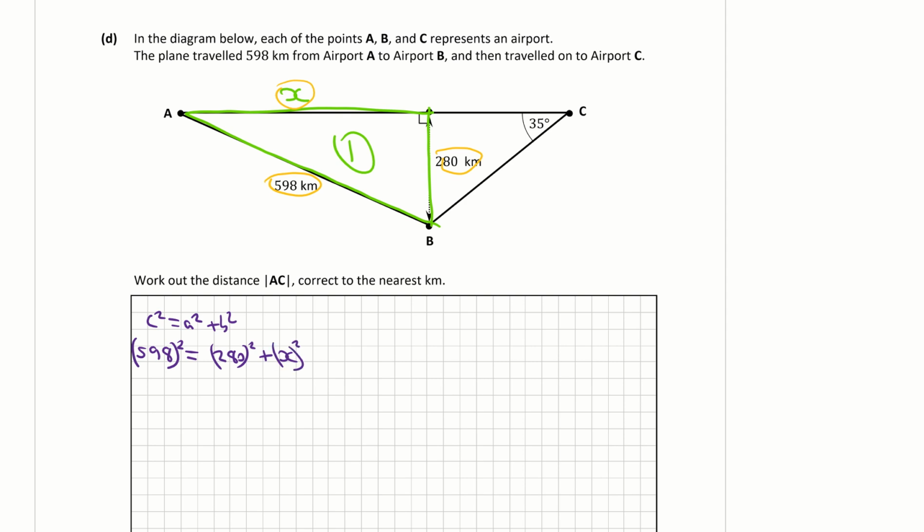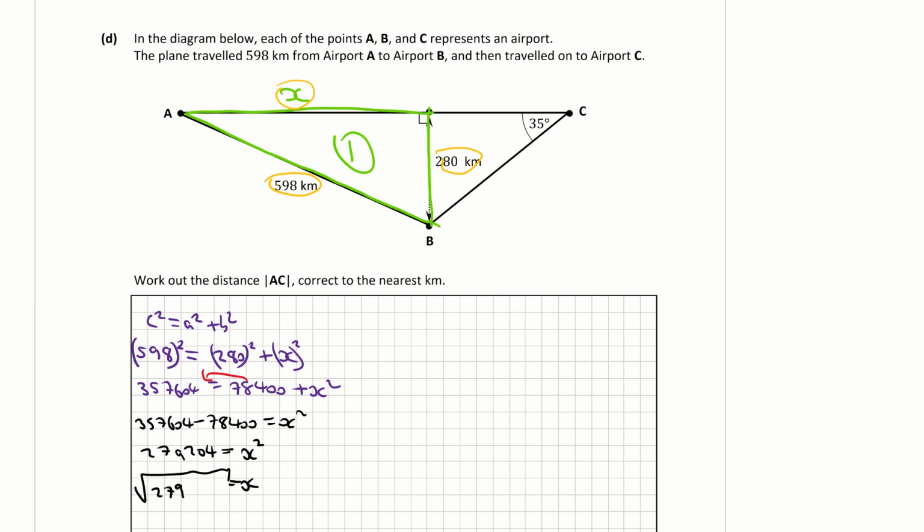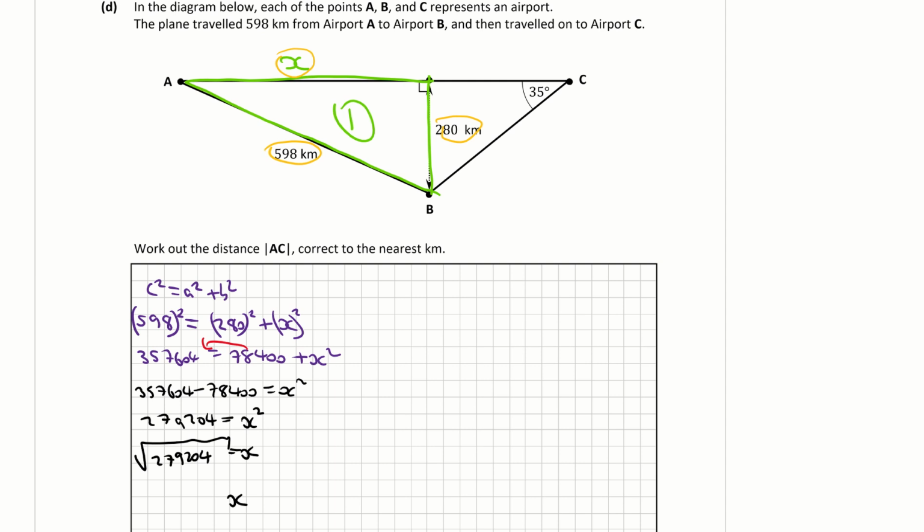Getting very large numbers here, so squaring this out, I get 357,604 equals 78,400 plus x squared. Moving the 78,400, I get 357,604 minus 78,400 equals x squared. And that's leaving 279,204 equals x squared. Then to get x on its own, I need the square root of that. As I said, they're very large numbers here. So this is getting me a value of about 528.4 kilometers. So that's the distance from A to this little point here.